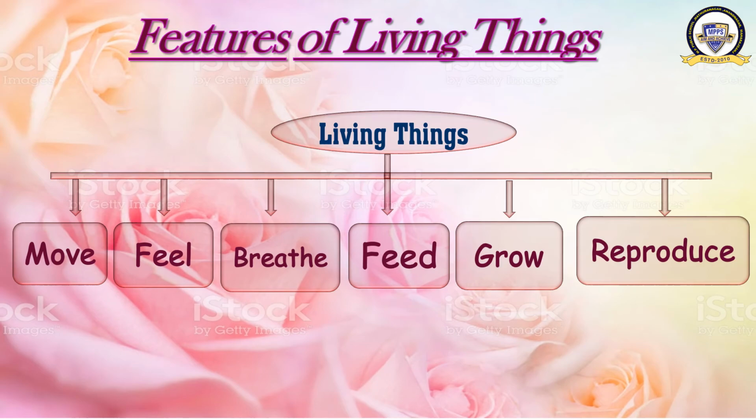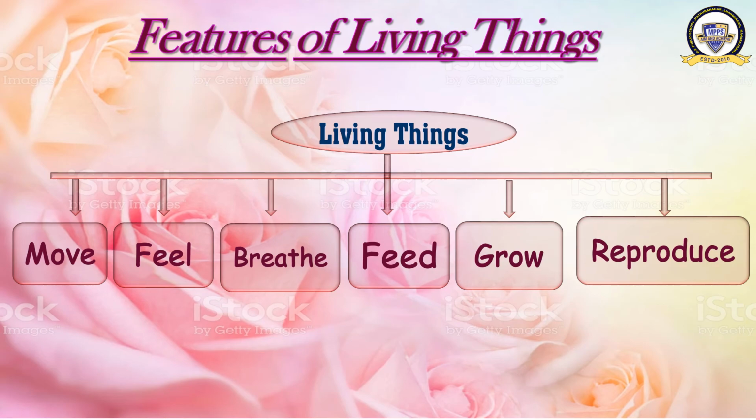For example, human beings use the nose and lungs. Fish use gills. Plants use stomata. Where do we find stomata? On the leaves. Okay. The next feature is feeding. Only living things can take in food and water. Non-living things cannot. Okay.